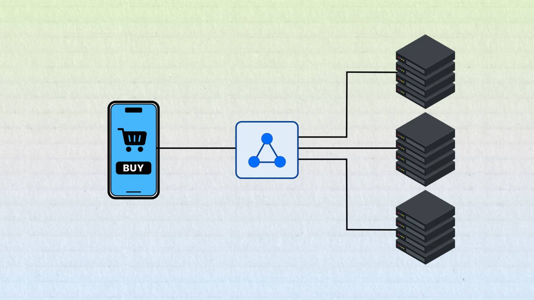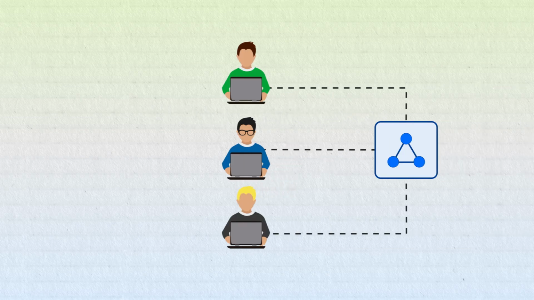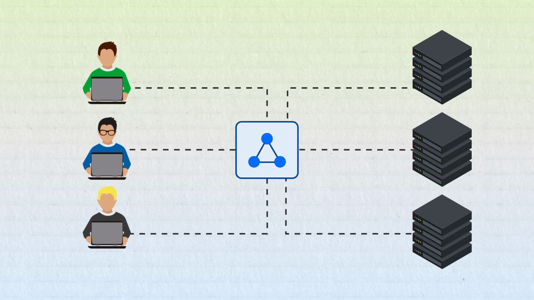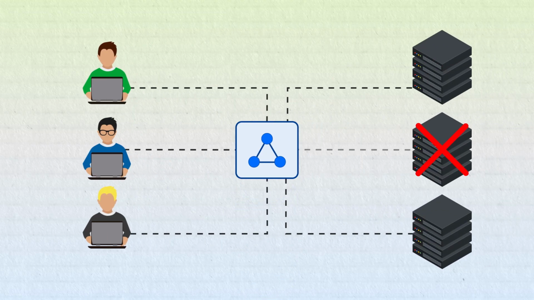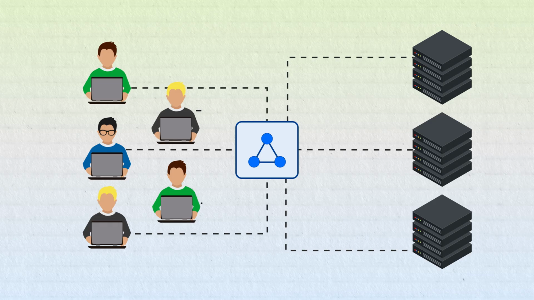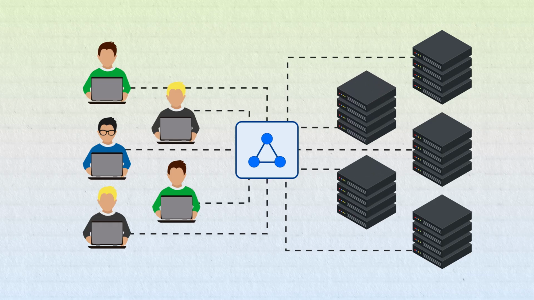This way, one server doesn't have to do all the work, the traffic is shared, and this gives us three big benefits. First, better performance, because requests are distributed across multiple servers now. Second, better availability, because if one server crashes, the load balancer can stop sending traffic to it. Third, easier scaling, because when traffic increases, you can add more backend servers behind the load balancer, and that's it.